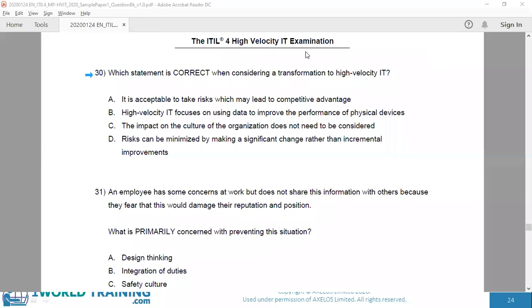Let us practice a question on this concept of when transformation should be done. Number 30, Which statement is correct when considering a transformation to high velocity IT? A. It is acceptable to take risks which may lead to competitive advantage. B. When high velocity IT focuses on using data to improve the performance of physical devices. C. When the impact on the culture of the organization does not need to be considered. D. When risks can be minimized by making a significant change rather than incremental improvements. Which of these situations are conducive to transform to high velocity IT?